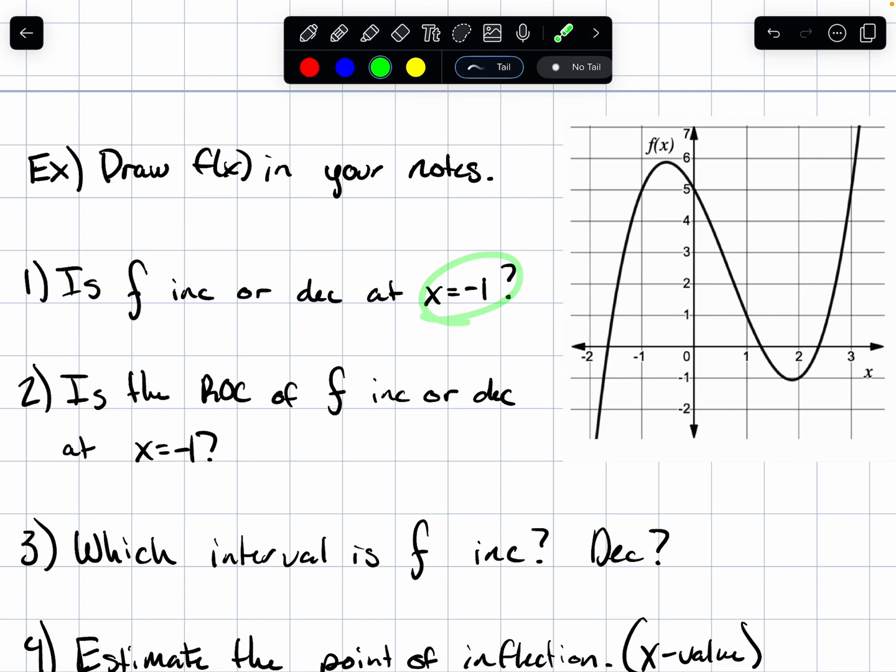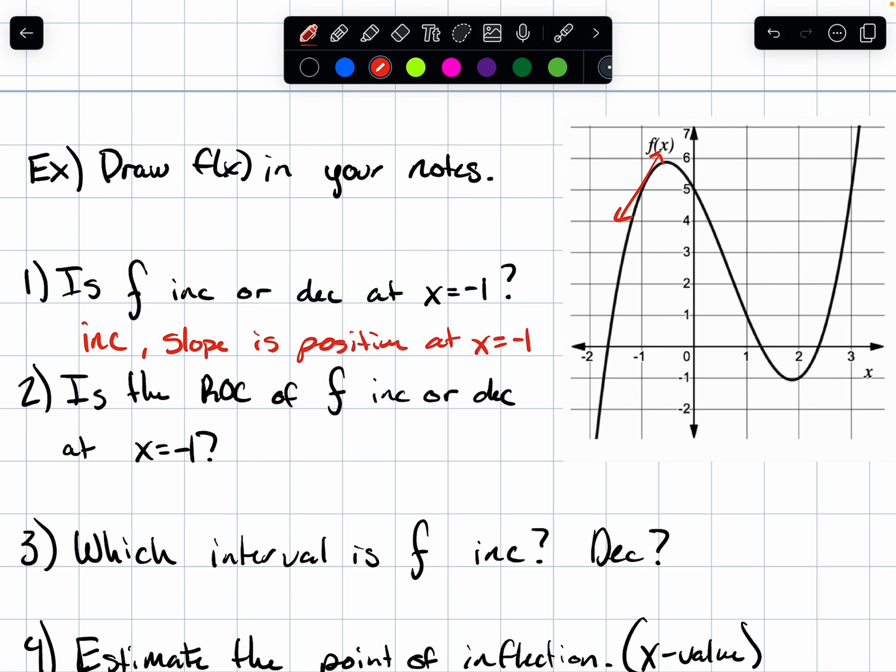at x equals -1? So what I'm going to do is I'm going to find x equals -1, and I'm going to go up to my function. And what I'm going to do is I'm going to draw that tangent line right here. And we could see that slope is positive. It's going up from left to right. So I could say it's increasing, and the reason why is our slope is positive at x equals -1.